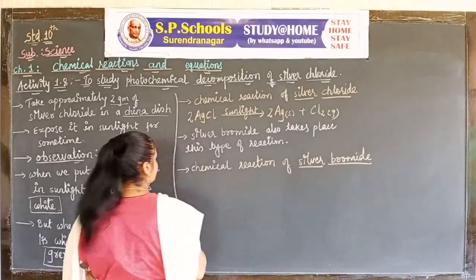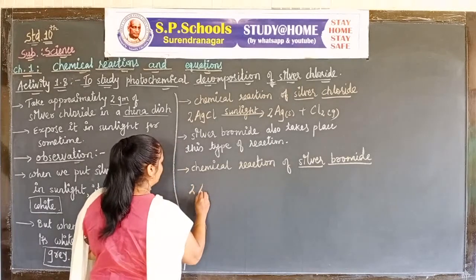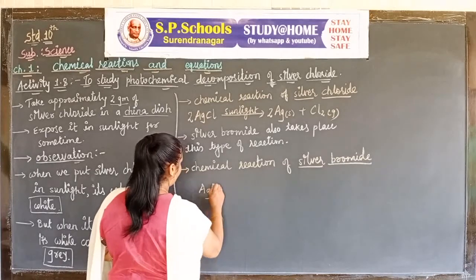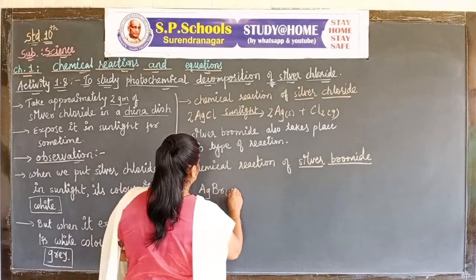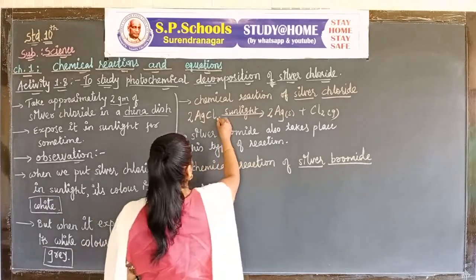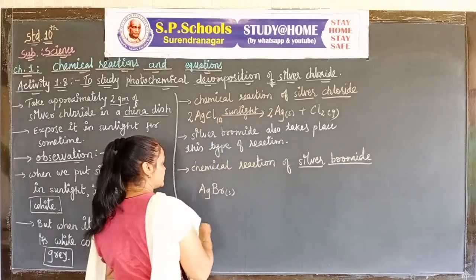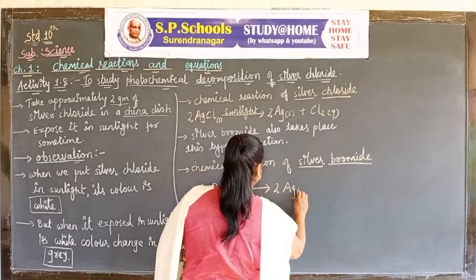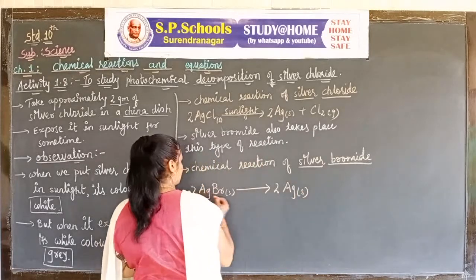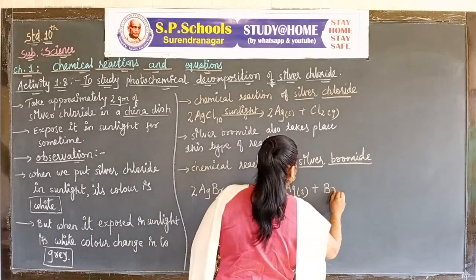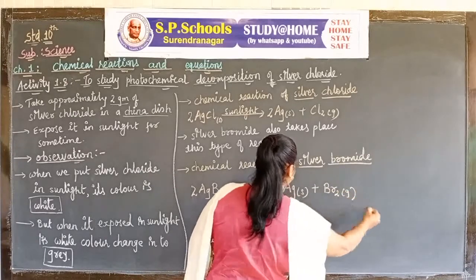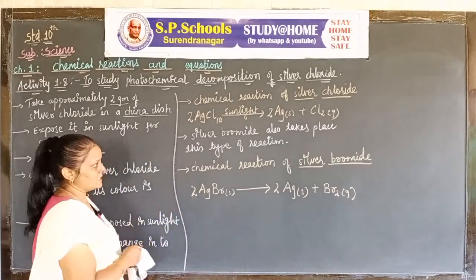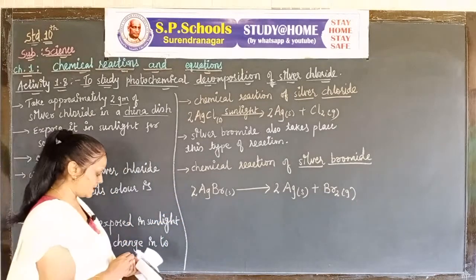The reaction is: instead of AgCl here we write AgBr in solid form, meaning powder form means solid, gives us 2Ag solid, balancing the equation, plus Br2, which is gas. This type of reaction can be seen in silver bromide.